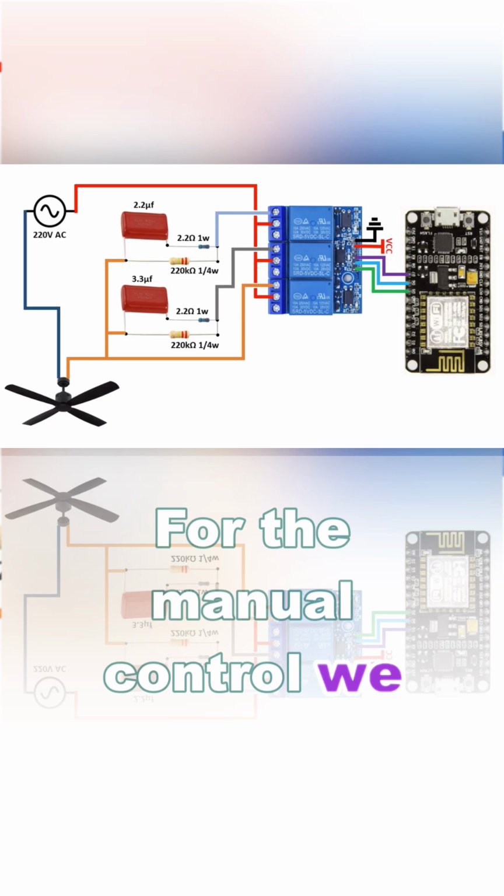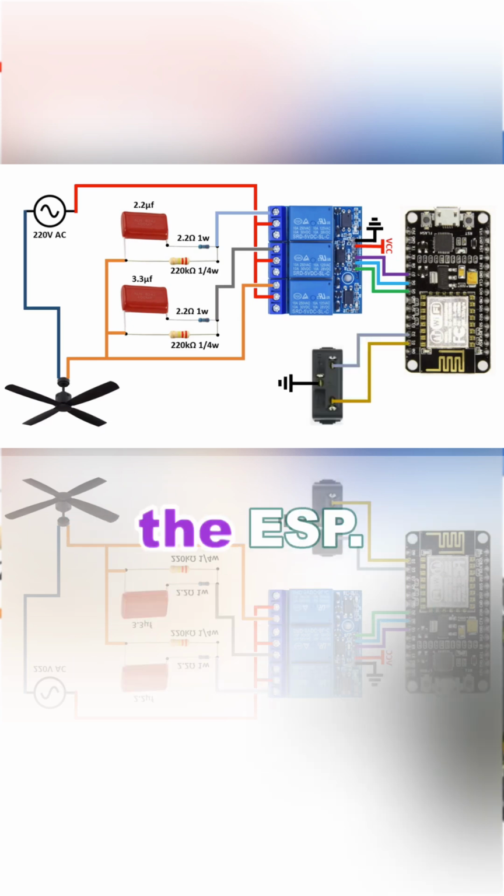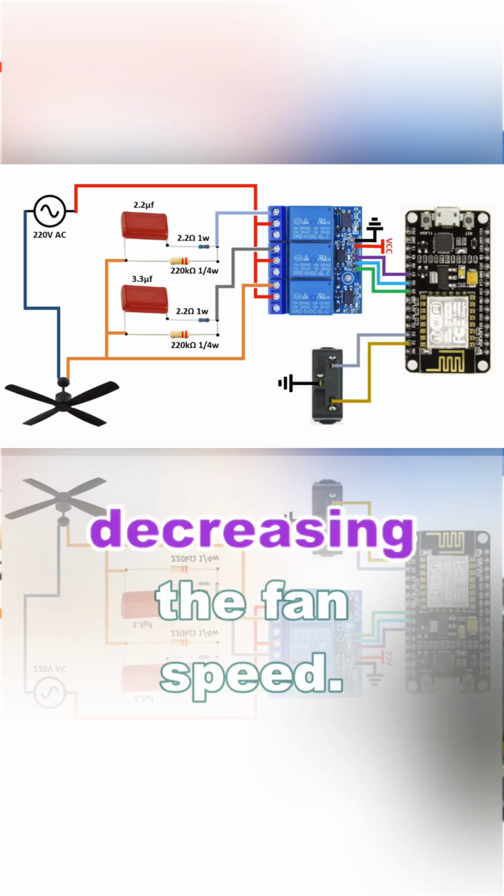For the manual control, we will need 2 push buttons connected to the ESP for increasing and decreasing the fan speed.